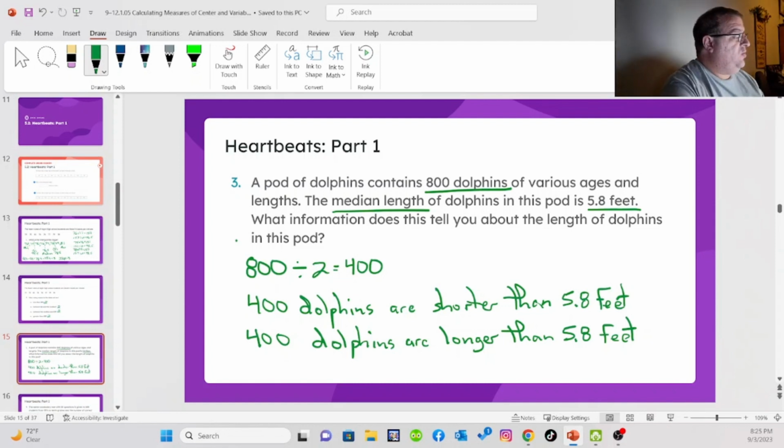This gives us a quick understanding that 400 dolphins are shorter than that number and 400 dolphins are greater or longer than that number. So we understand what kind of a normal or average, for lack of a better term, dolphin length is in this pod of 800 dolphins.